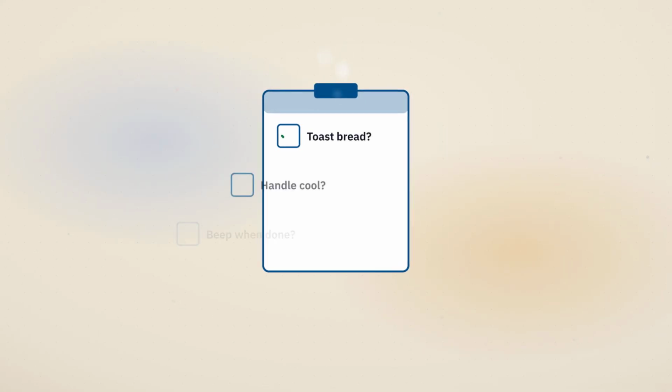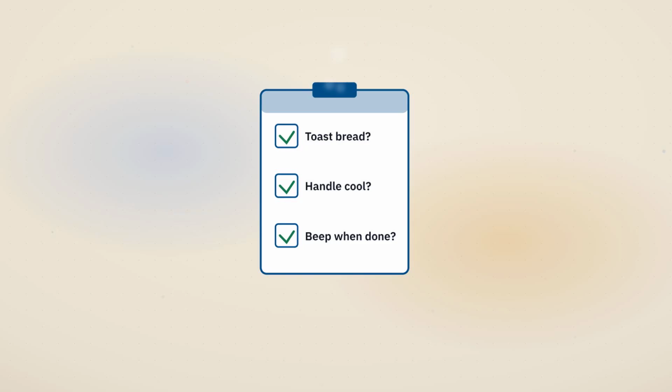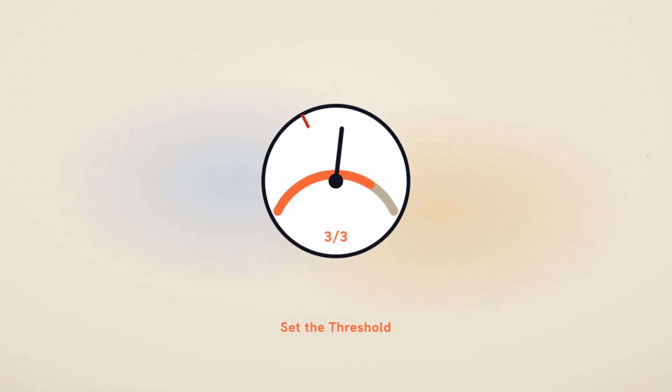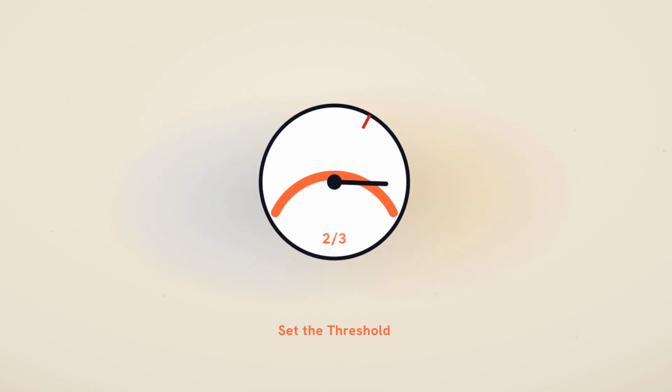Your checklist is just the rules. Does it toast bread? Does the handle stay cool? Does it beep when it's done? Then you set the gauge. Maybe a toaster's gotta pass all 3 rules to ship. Or maybe it just needs 2 out of 3.